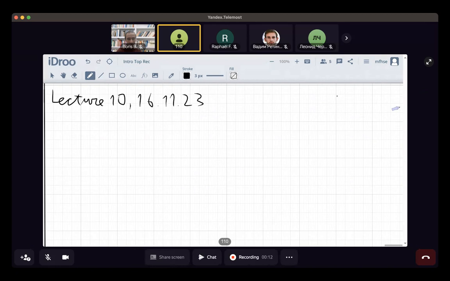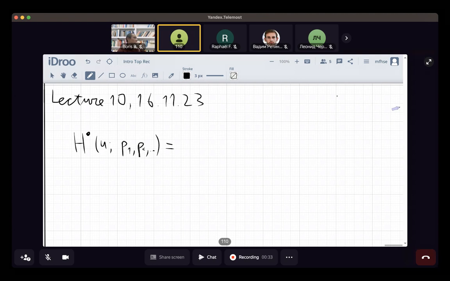Okay, so if you recall, last time we proved the formula for H of U and P1, P2, and so on. What was the formula for it? We represented it as a sum over m factorial, right? Oh, not m factorial. Sum over n from 0 to infinity, I guess. Sum over m. We don't need the separate sum anymore.